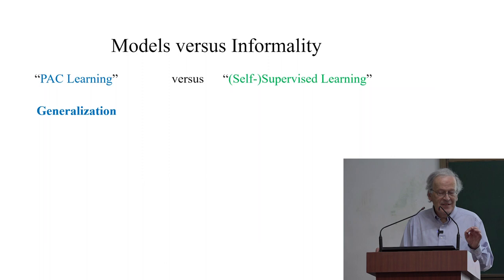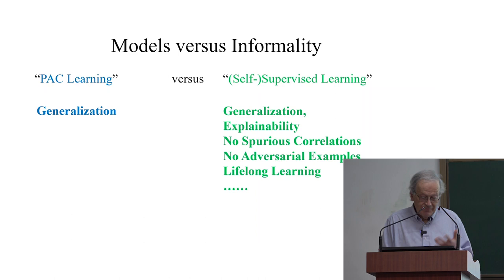Okay, so the PAC learning model basically just explains generalization. So it just explains accuracy of prediction. But the problem is if you use less formal language, then you expect too much. Because humans, when we do supervised learning, we do all kinds of things. We think that we can explain why we make a decision.